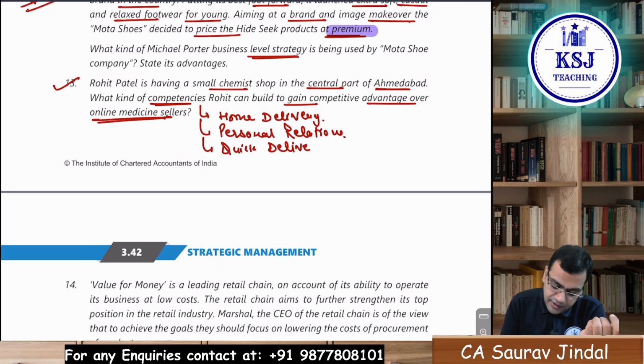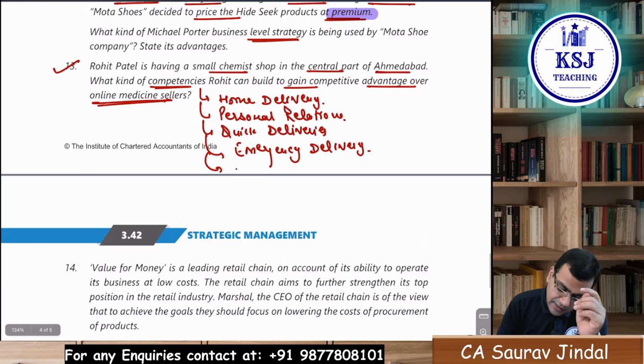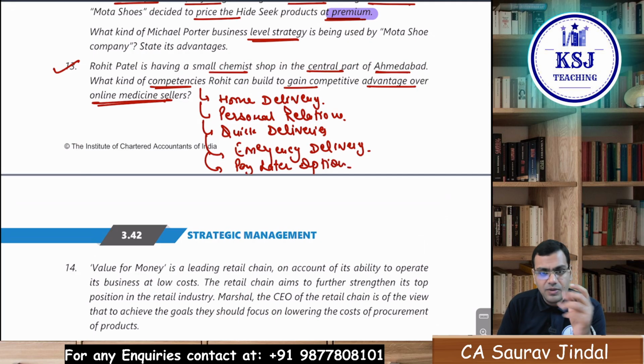Then you can go for emergency delivery, that in case at midnight someone is asking for the medicine, he can open the shop and give it. So emergency deliveries can be there. Then he can offer take the medicine now, pay later, right? Pay later option can be there. For the known people, they can take the medicines, and will pay after 15-20 days, doing the whole settlement.